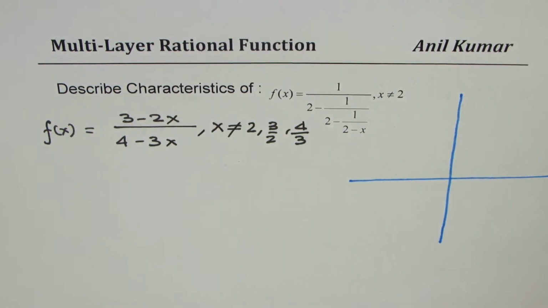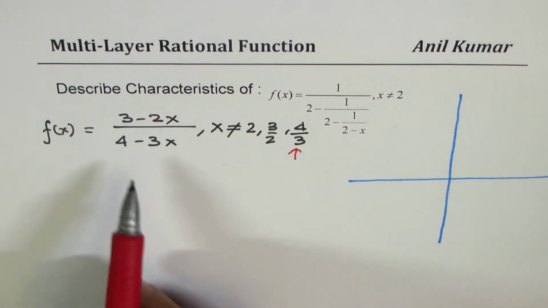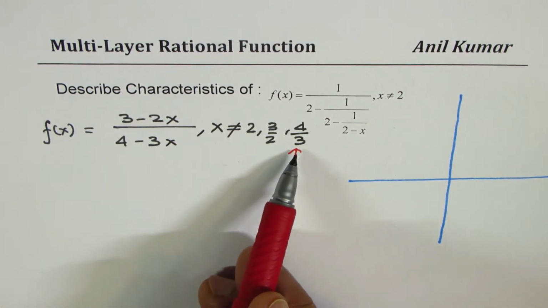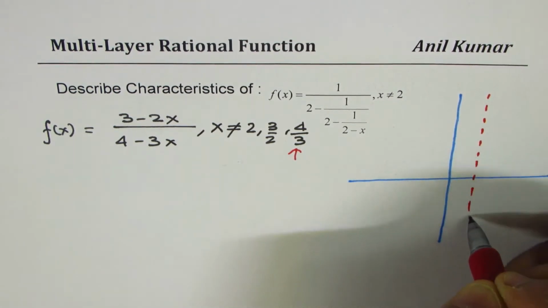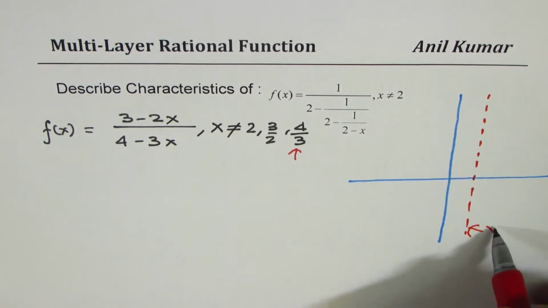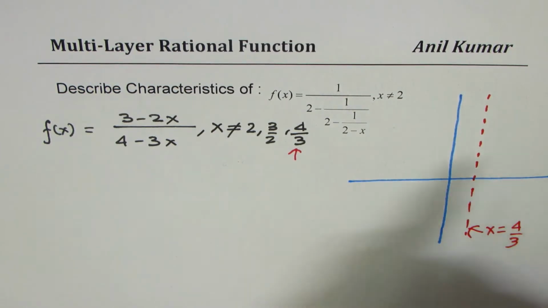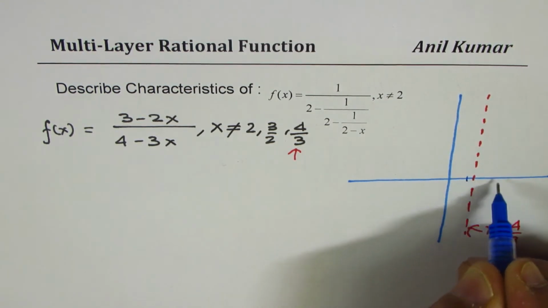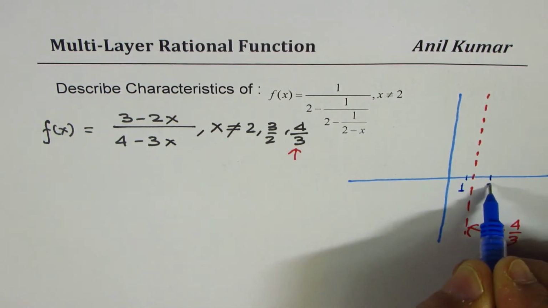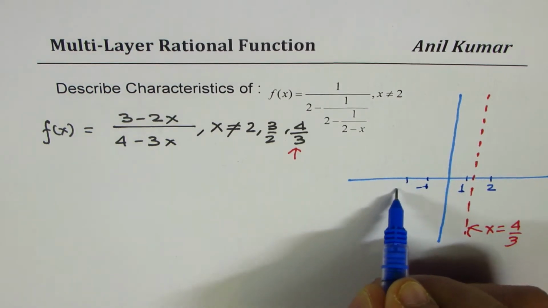Okay, so we have a vertical asymptote, which makes the denominator 0, at x equals 4 over 3, which is slightly more than 1. So let me just roughly draw a line here indicating this is x equals 4 over 3. Is it okay? So more than 1, less than 2. Let's say this is 1, this is 2. Now that becomes minus 1, and this is minus 2.